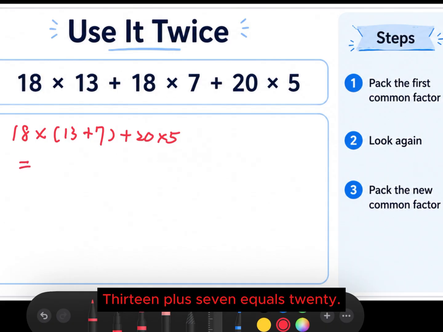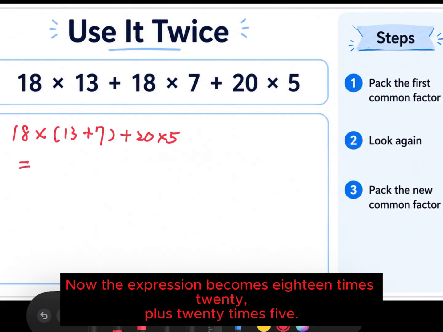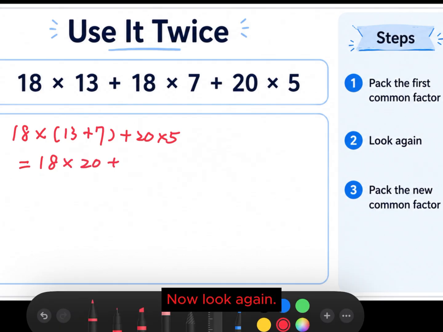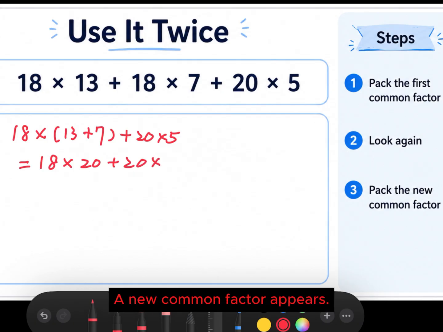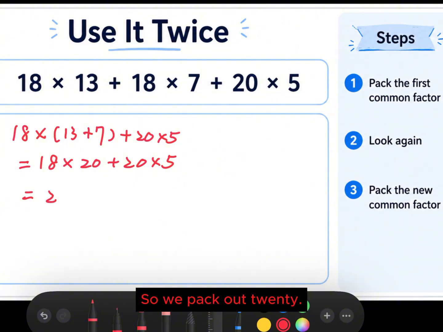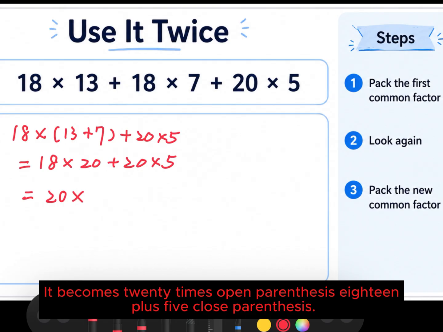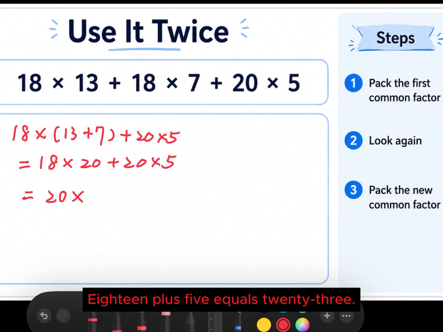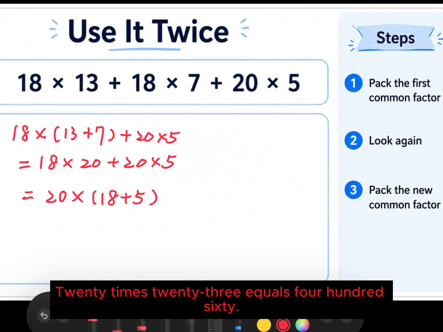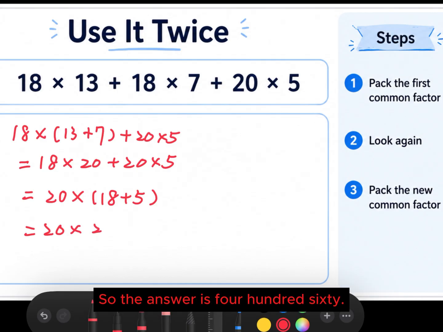13 plus 7 equals 20. Now the expression becomes 18 times 20 plus 20 times 5. Now look again. A new common factor appears. Both terms now have 20. So we pack out 20. It becomes 20 times open parenthesis 18 plus 5 close parenthesis. 18 plus 5 equals 23. 20 times 23 equals 460. So the answer is 460.